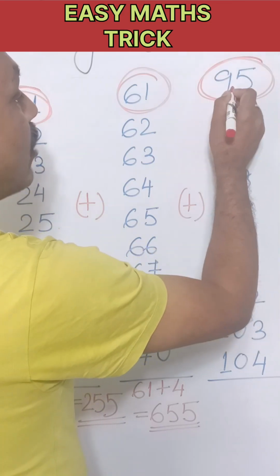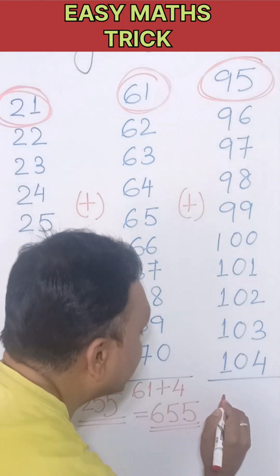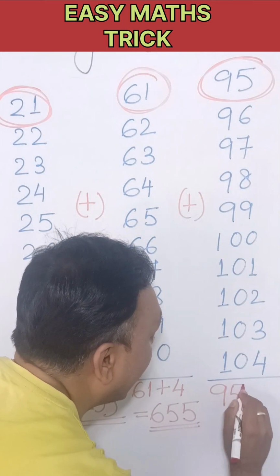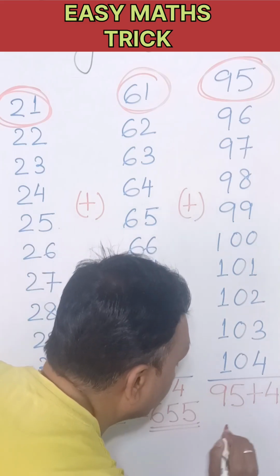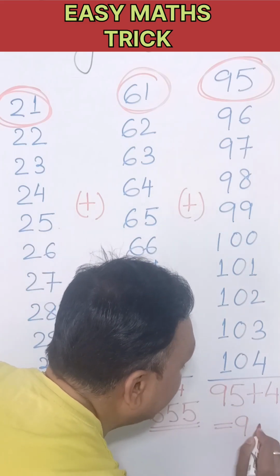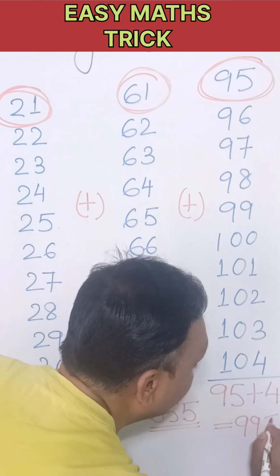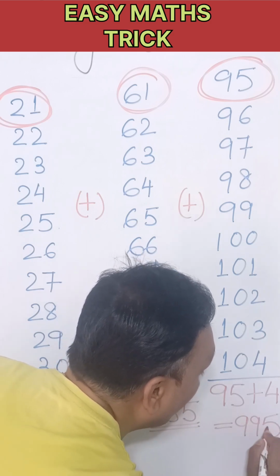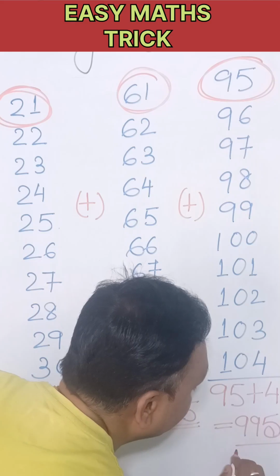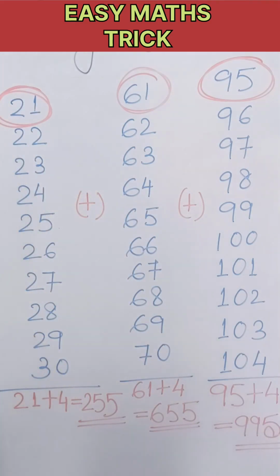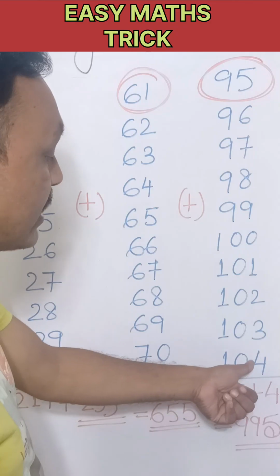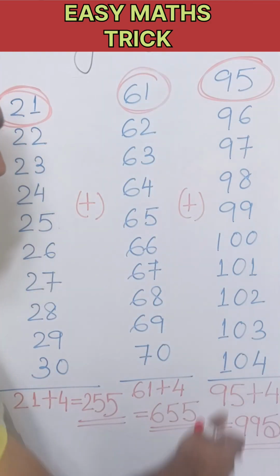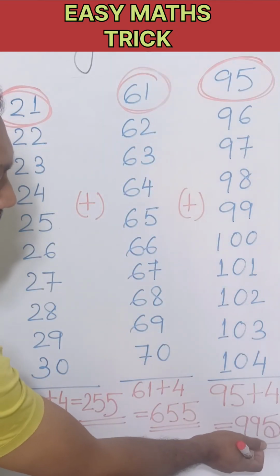The trick is that you have to take the starting number, that is 95, and then you have to add 4. So we will get 99. Then you add one more 5 here, so 995 is the answer. If I am going to add from 95 to 104, 10 consecutive numbers, definitely you are going to get 995.